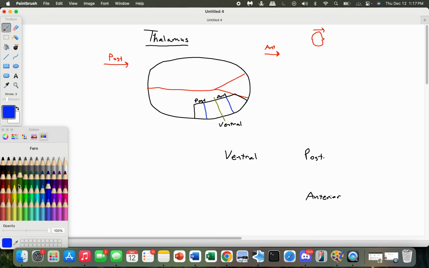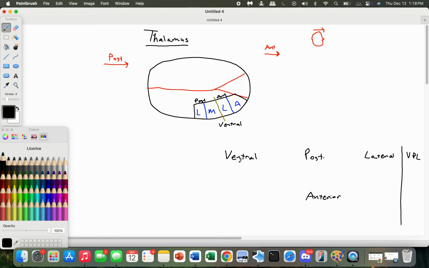Okay, now that we did that, we will call the back sides of our divisions L's. So this is going to refer to lateral. Then we're going to call this one M, and this one is A. This one for medial, and this one for anterior. Okay, so then we fill out the table. We're going to get a ventral, posterior, lateral nuclei. That's going to be your VPL.